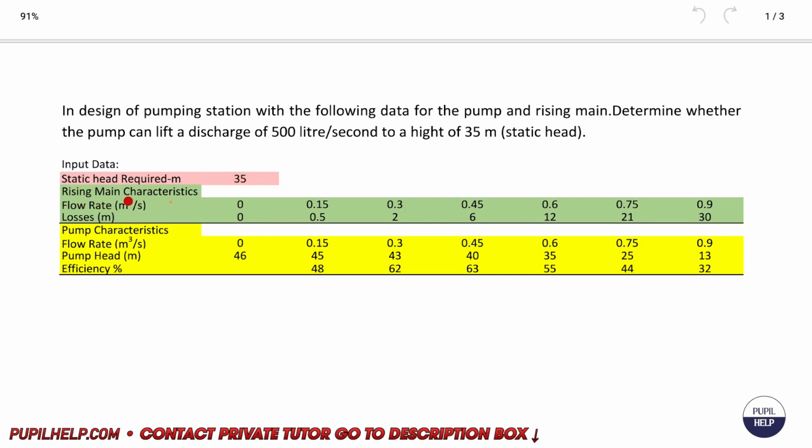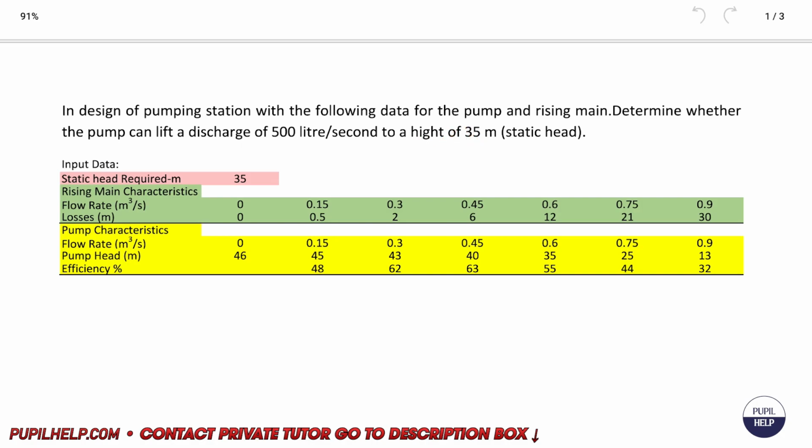This is the rising main, the flow rates and the losses, and the pump characteristic, flow rates, and pump head, and also the efficiency. So this is the flow rate, this is the pumping head, and this is the efficiency. Now, how can we answer whether, for these characteristics of the rising main and the pumping characteristics, the pump can achieve this goal of 500 liters per second to a height of 35 meter static head?